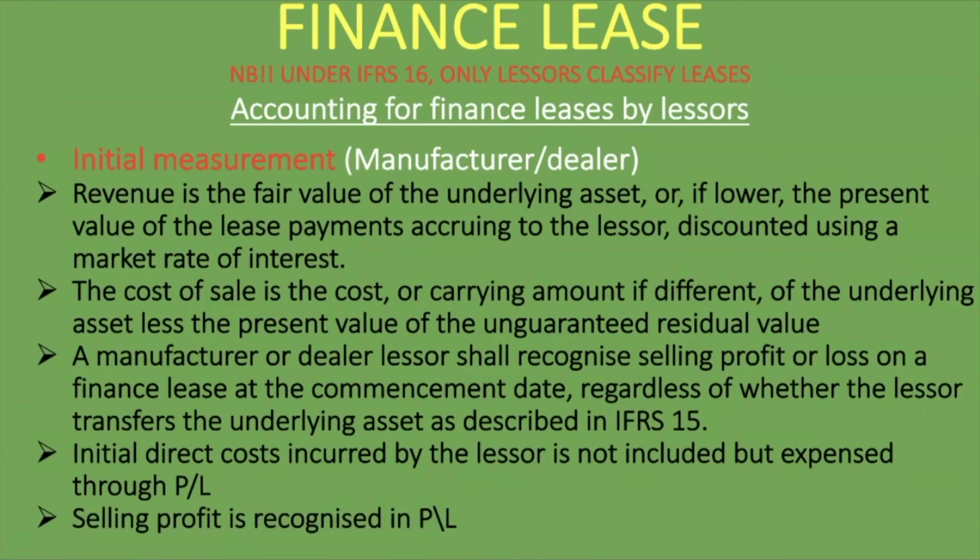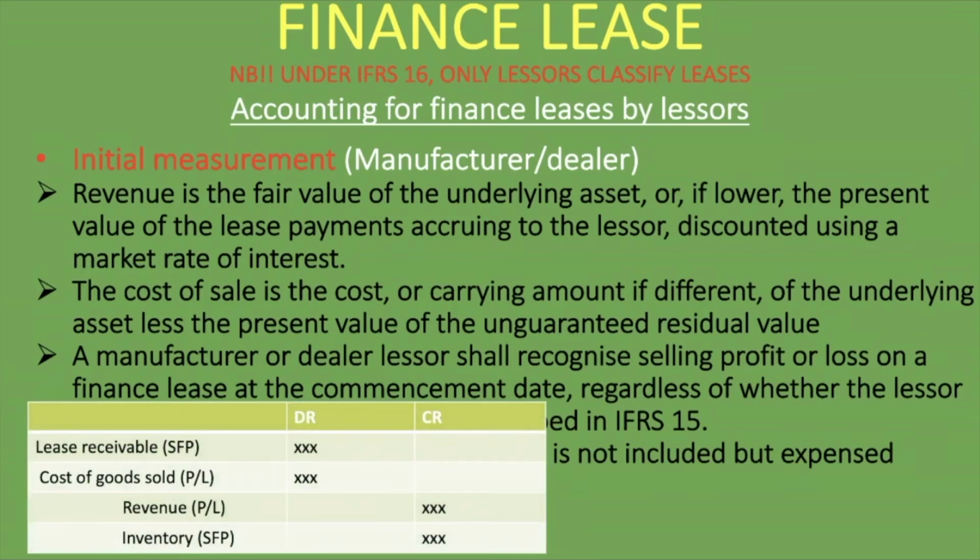So what is the journal entry that you would pass if you're dealing with a finance lease from the perspective of the lessor, who is a manufacturer or dealer? Well, you will debit lease receivable because there is an asset, because money that is due to the lessor by the lessee, and you will debit cost of goods sold as well. You credit revenue and you credit inventory. And what do you notice here?